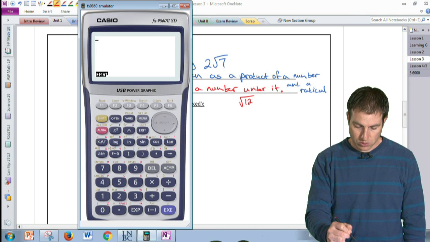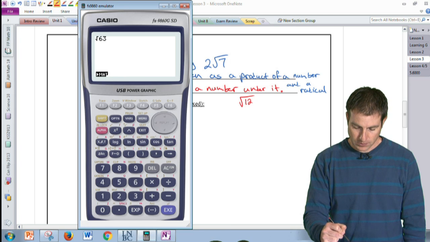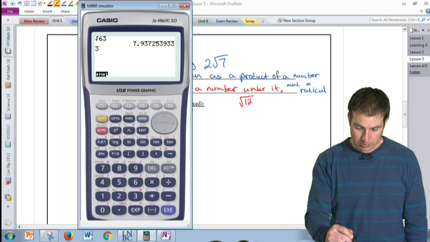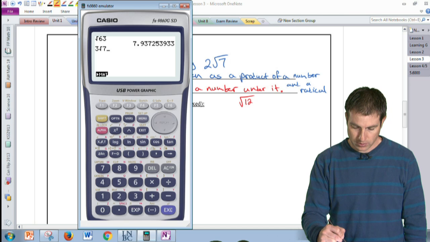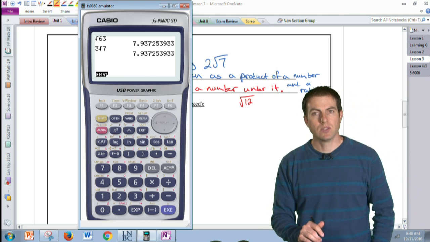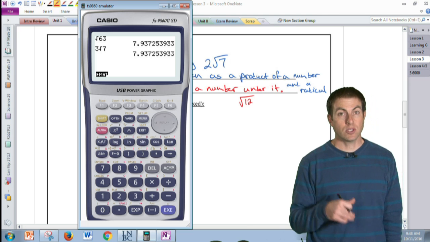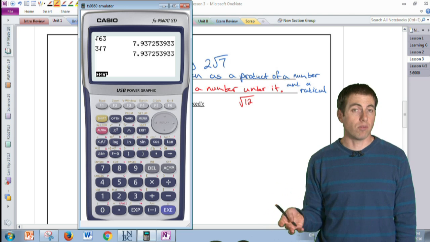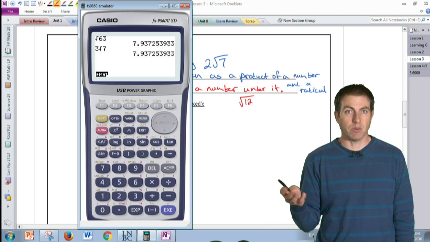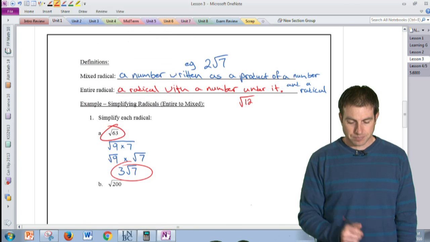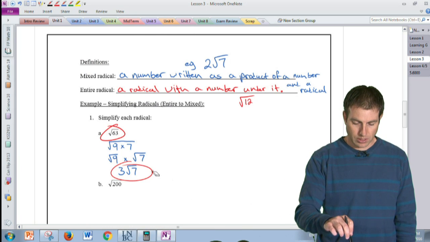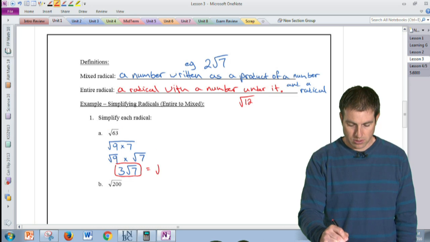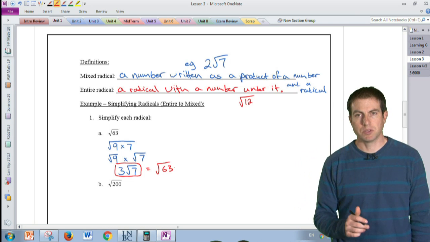So let's take the square root of 63. That gives us 7.9. And then if I take 3 times the square root of 7, I get the exact same thing. So those are equivalent. Just like I'd had at the very beginning, 400 over 1600 was equivalent to 1 over 4. It doesn't matter how I write them. They're equivalent. One's just simpler than the other. So these two things are the same. There you go. Just made it a little simpler.